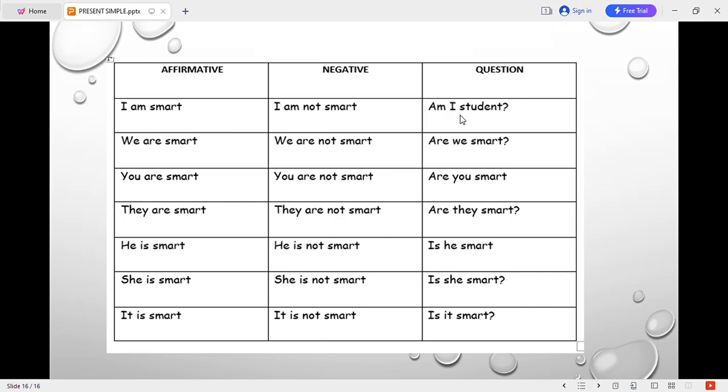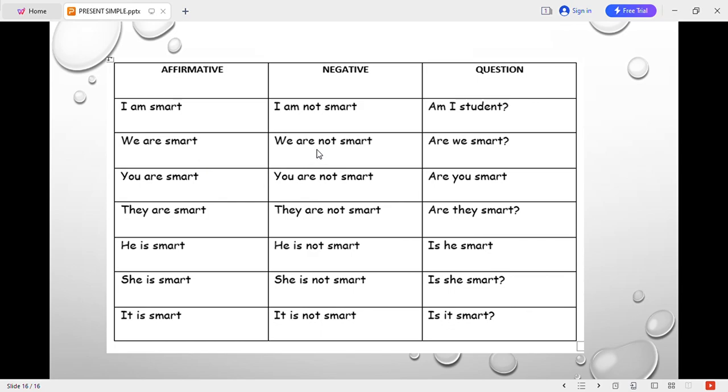And then the interrogative sentence: you put the to be verb at the front of the sentence, am, followed by the subject I, and then a noun, student. Am I a student? Student we call a complement. This type is a yes-no question. We just need the answer yes or no.